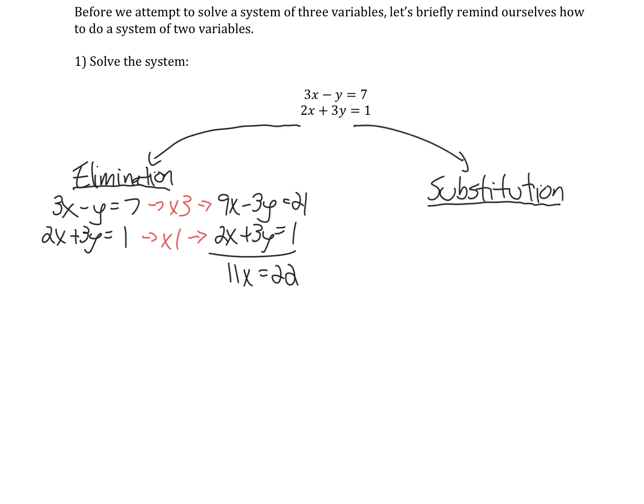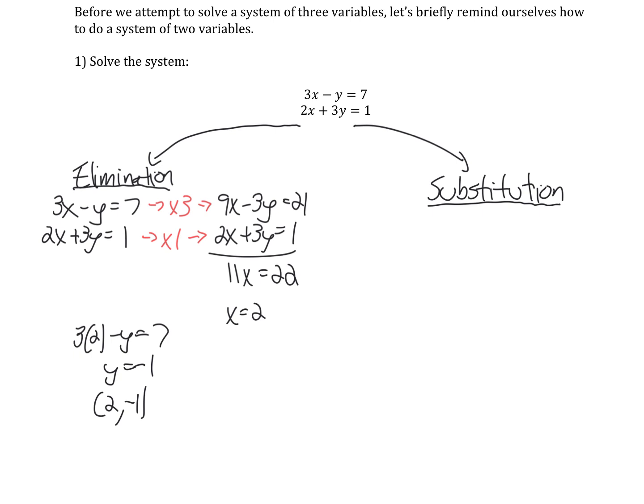So now I can solve this equation, and I get x equals 2. And then to solve for y, I could plug it back into either one of those equations. If I plug it into the first one, I get 3 times 2 minus y equals 7, and we can see that y equals -1, so my solution is (2, -1). So that was the elimination method, multiplying one or both equations by something to get a variable eliminated when we add them.